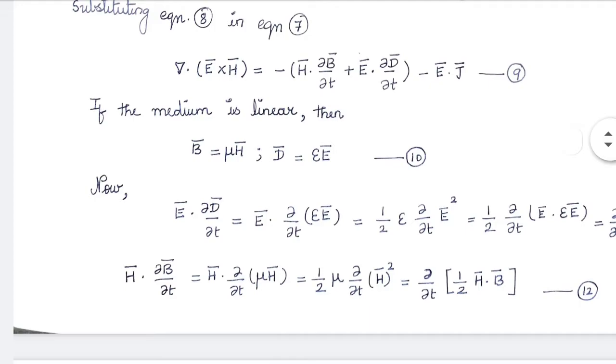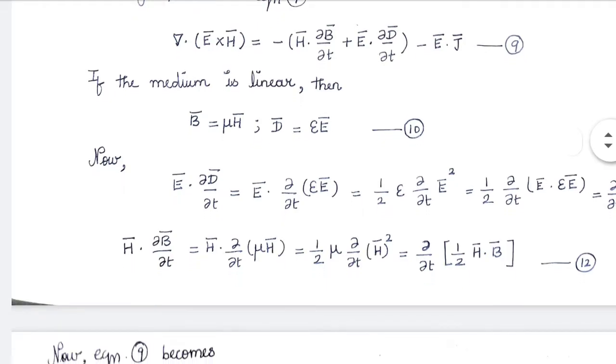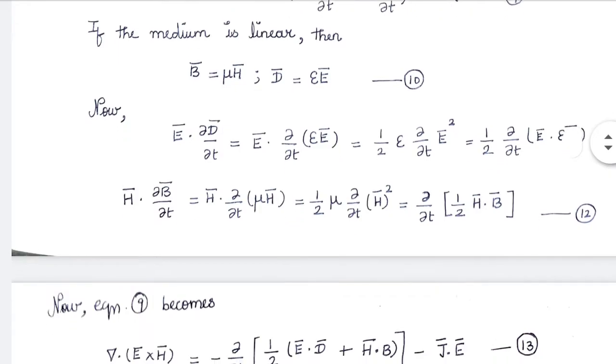In the same way, H dot dou B by dou t can be written as H dot dou by dou t of mu H. Then again, we push this H inside the differential. When you differentiate, for example, H squared, the 1 by 2 written in front gets cancelled, because when you differentiate H squared, you will get 2H, so the 2 and the 1 by 2 cancel. So finally you will get dou by dou t of 1 by 2 H dot B.